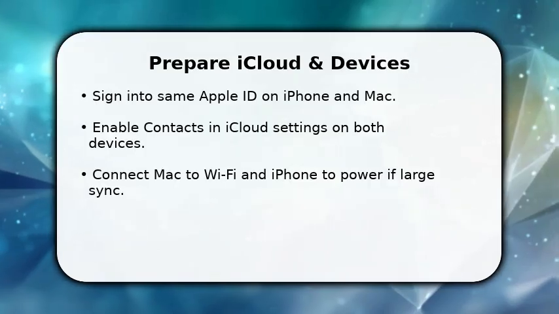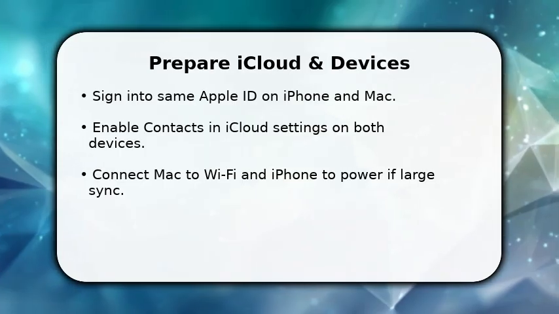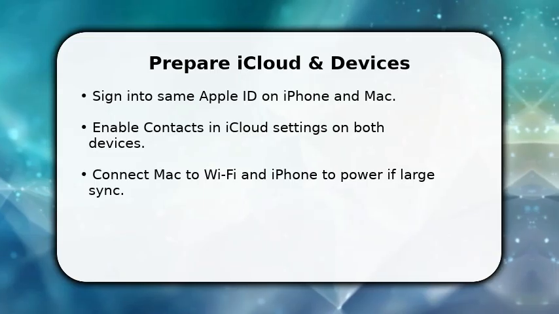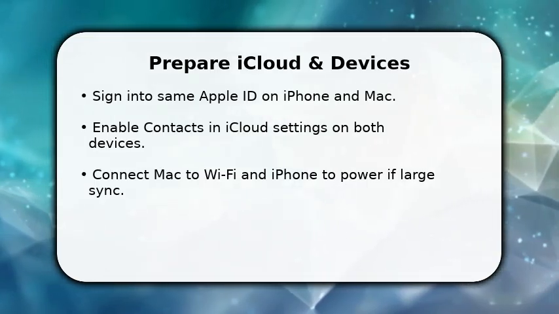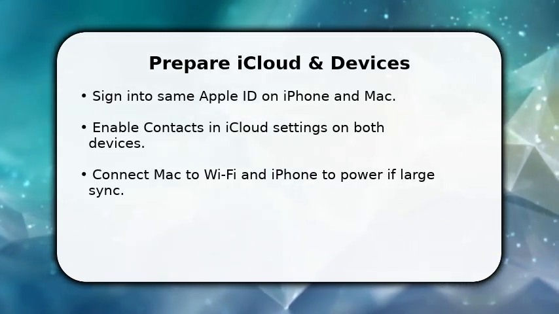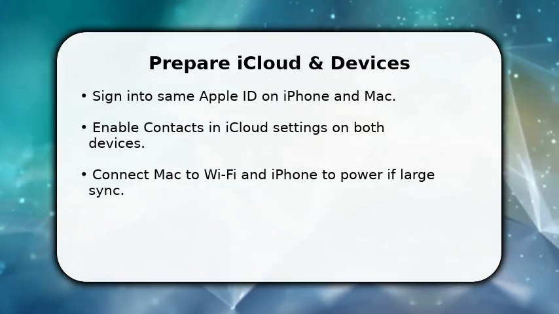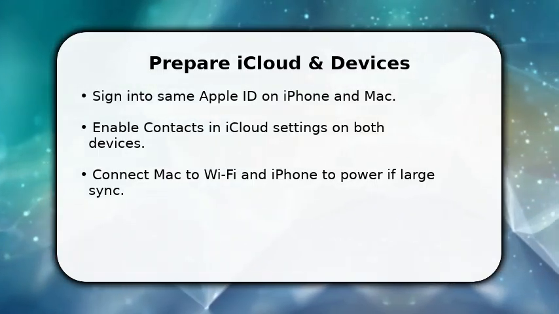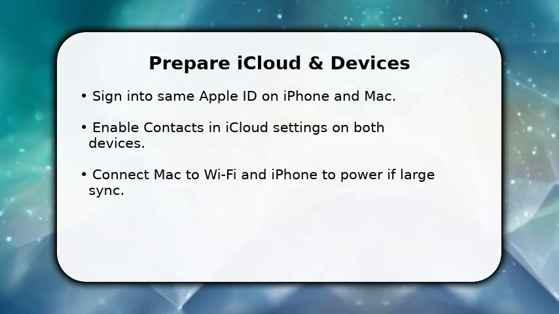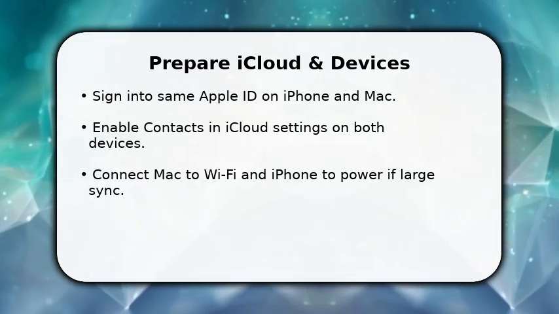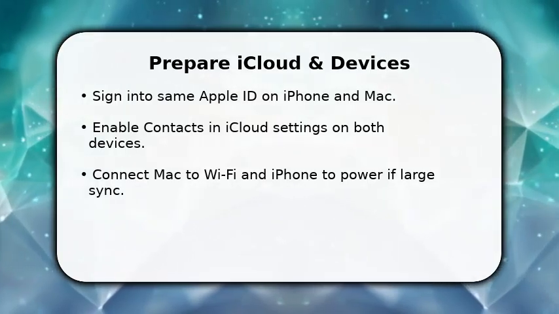You'll start by confirming the essentials. Make sure you're signed into the same Apple ID on the iPhone and the Mac. On the iPhone, open Settings, tap your name, go to iCloud and toggle Contacts on. On the Mac, open System Settings, click Apple ID, then iCloud and enable Contacts. Once done, keep both devices on the same network and plug the iPhone into power if you expect a large contact import. This prevents interruptions during sync.